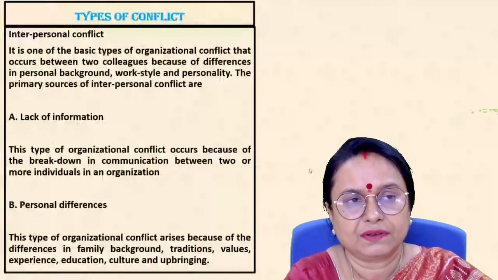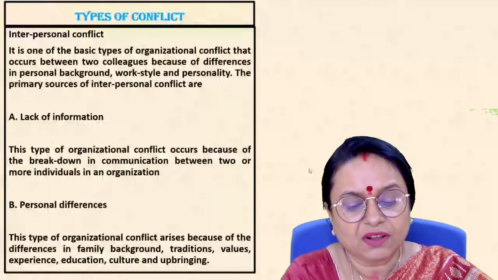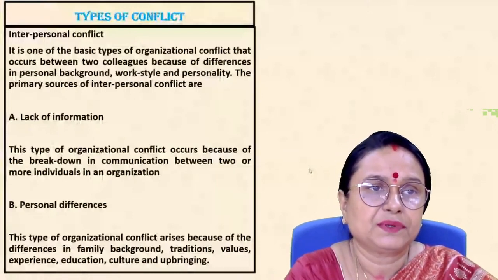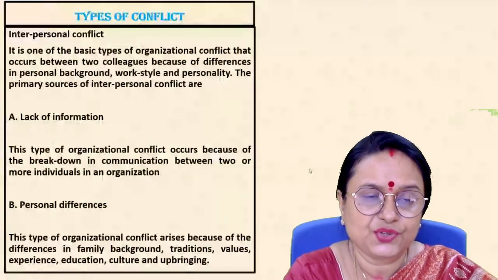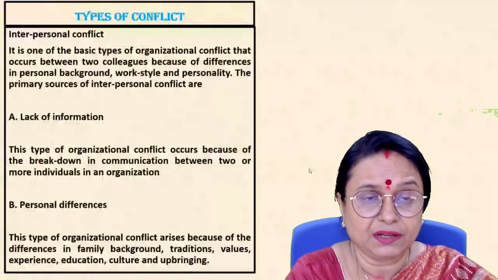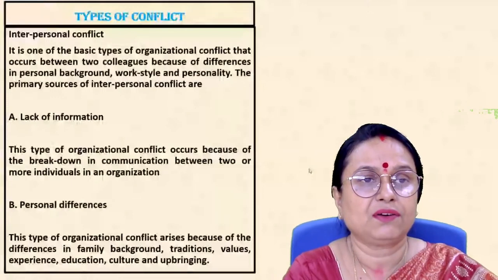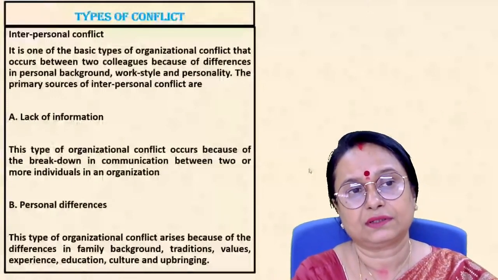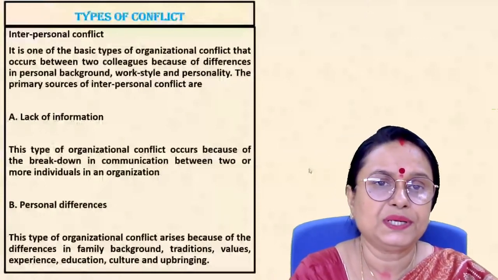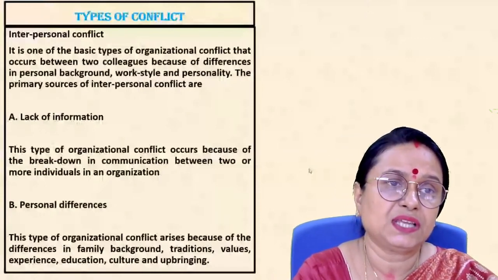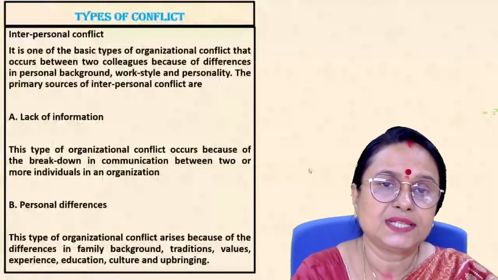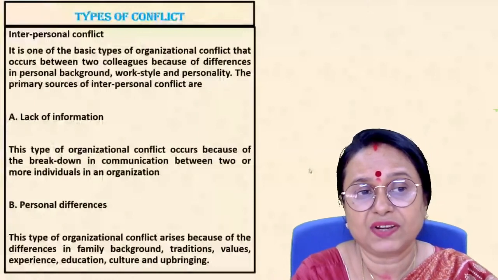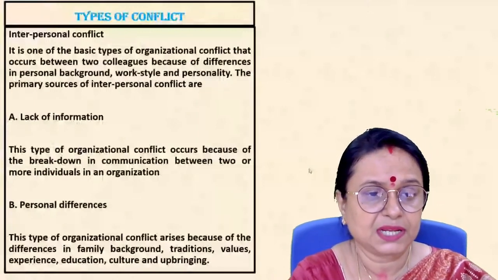Interpersonal conflict. Interpersonal conflict means it arises from interpersonal relationships. Conflict between two individuals, conflict between many individuals. That is interpersonal conflict. It is one of the basic types of organizational conflict that occurs between two colleagues because of differences in personal background, working style and personality. The primary sources of interpersonal conflict are lack of information and personal differences.